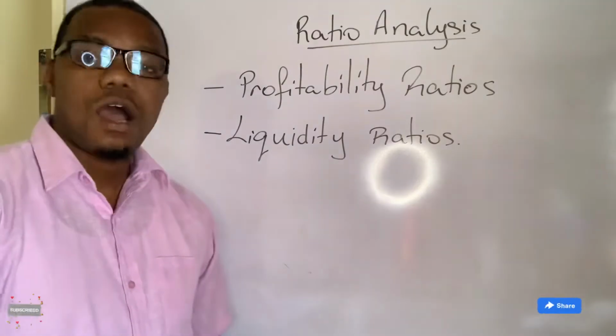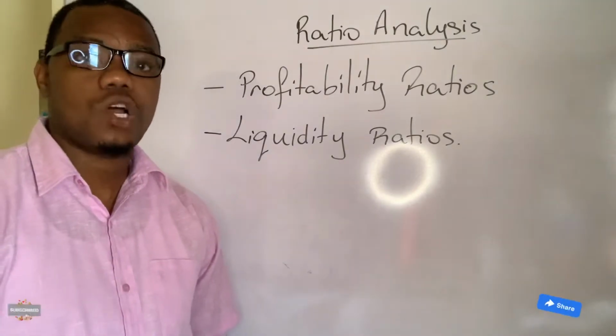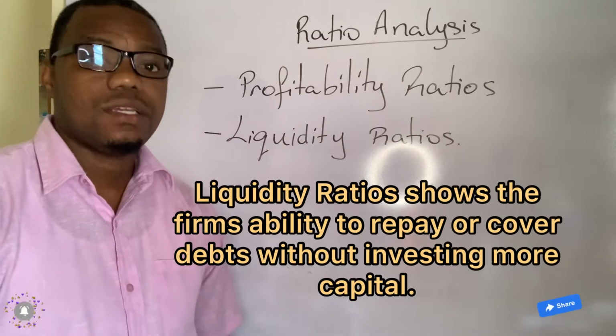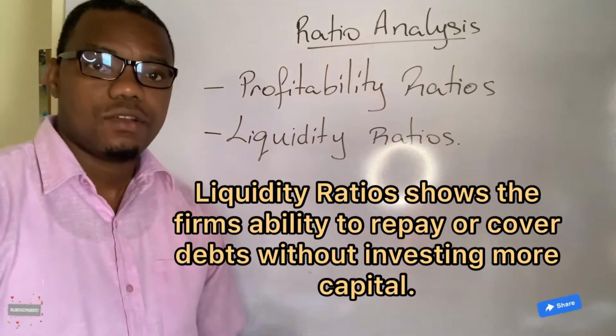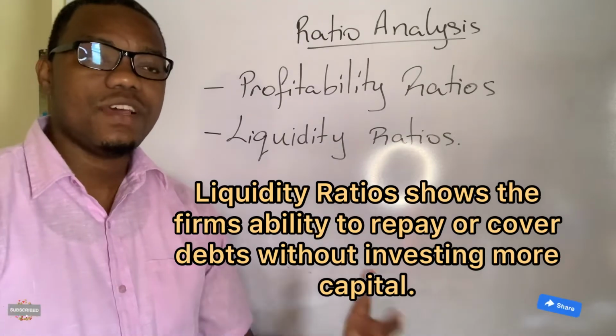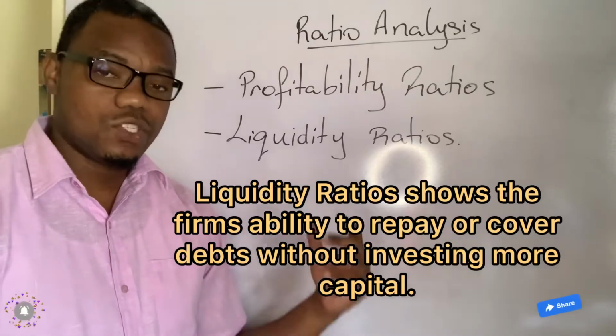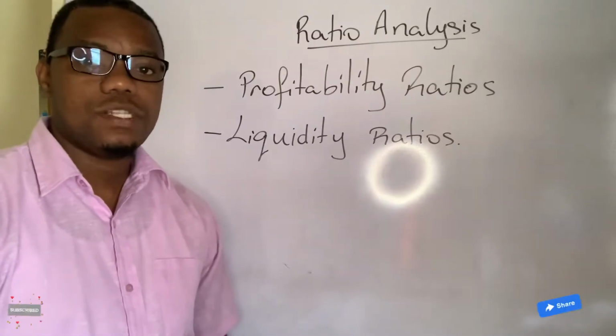Liquidity ratios are ratios that show how a business, or a debtor, is able to cover their debts. You do not want to be investing in a business which is not able to pay off its debts, and so liquidity ratios will tell you that.